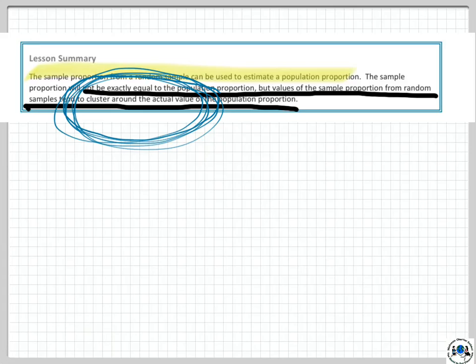Okay, hopefully you enjoyed this lesson. I did. That is the last lesson in topic C. Next, lesson 21 will be the first of three in topic D.